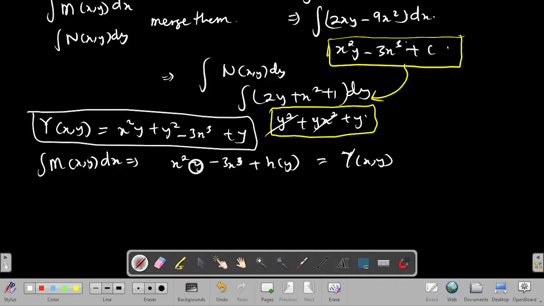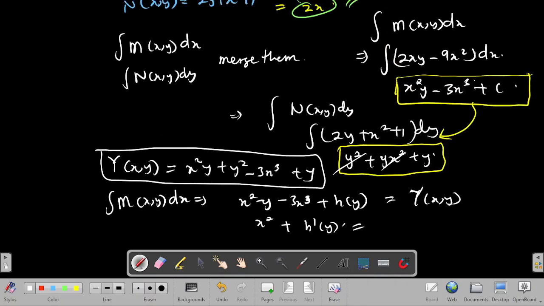So differentiating this whole expression with respect to y, what are we getting? With respect to y, I'm going to get x squared, right? This becomes 0, it goes away. Plus, differentiating, I'm going to get h prime of y. And this is going to give me the y component of this, and that y component is the same as the N of x y, which we've been talking about.